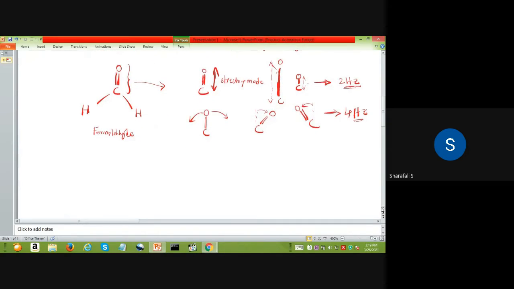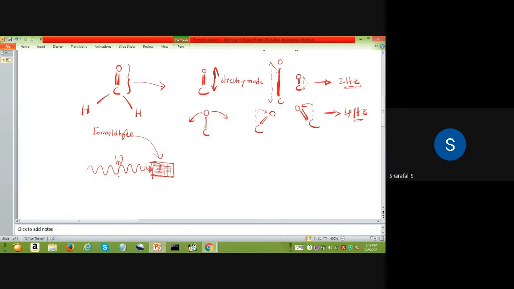Now, suppose you are putting this formaldehyde in a sample holder. So if you are having your sample here, what is your sample? Your sample is this formaldehyde. Okay, this is your sample. And if you are having some infrared radiation, in that near IR range, coming and interacting with this sample, which is nothing but your formaldehyde.